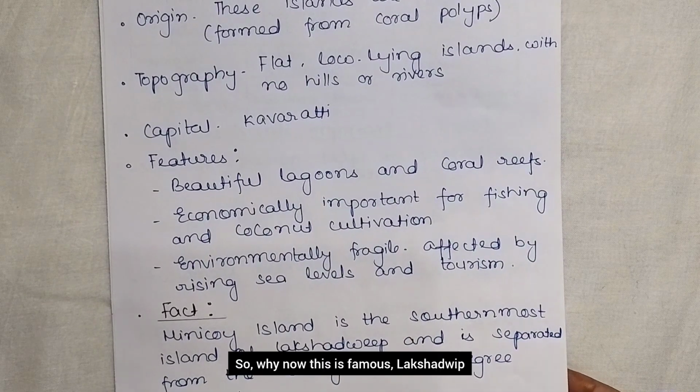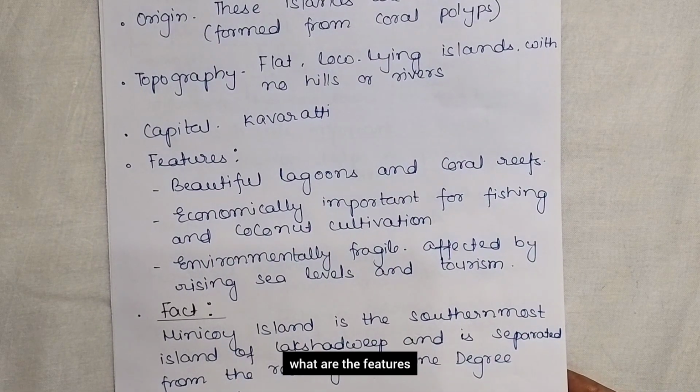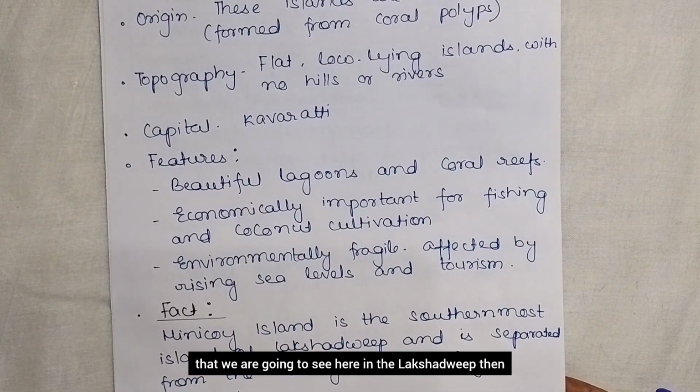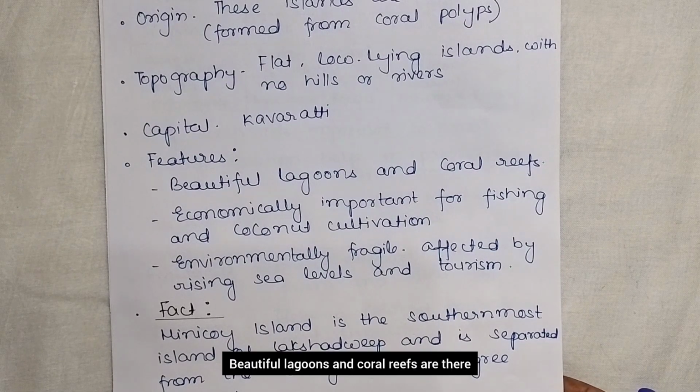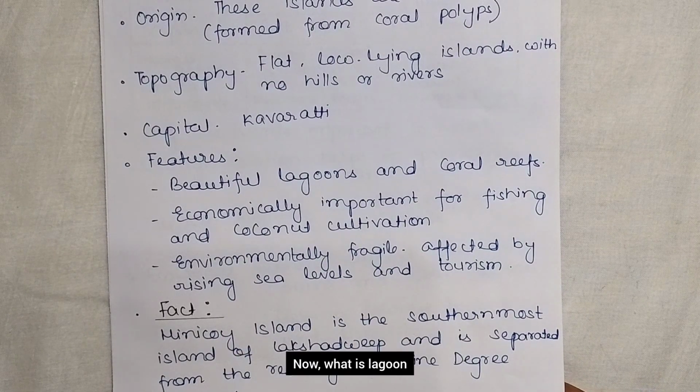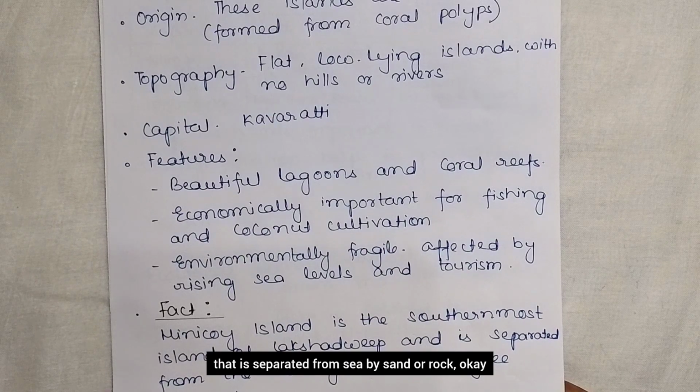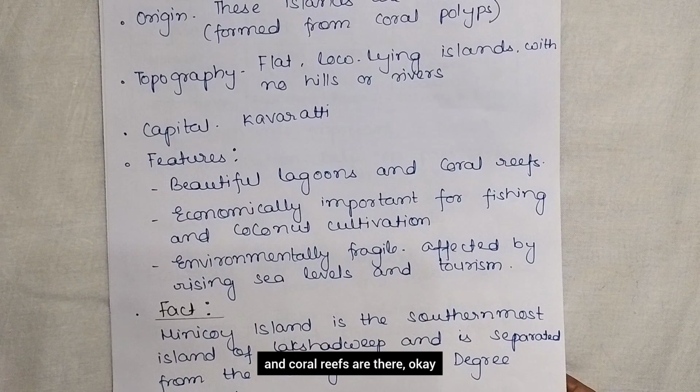So why is Lakshadweep famous? What are the features that we are going to see here in the Lakshadweep? Beautiful lagoons and coral reefs are there. Now what is a lagoon? A lake of salt water that is separated from the sea by sand or rock. So here we are going to see lagoons and coral reefs.